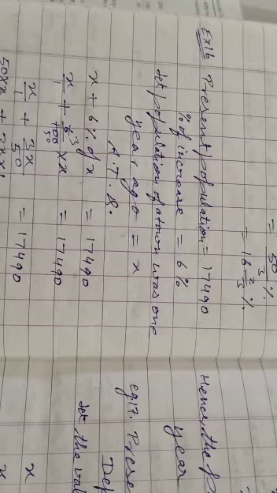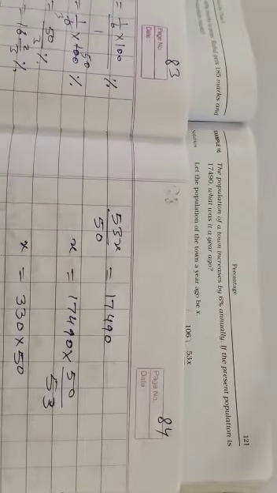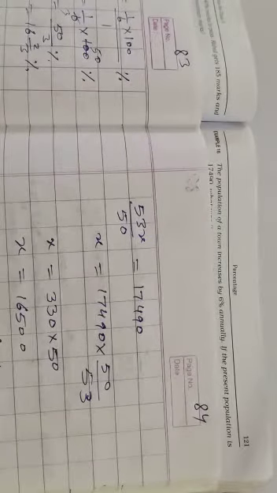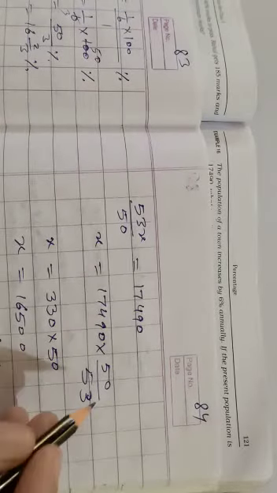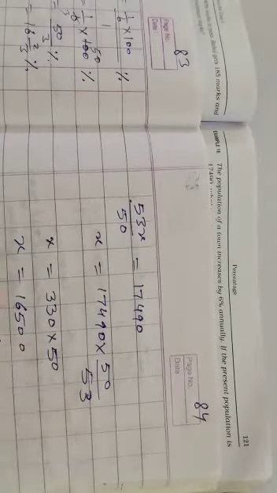X as it is, 50 divided by 1 we get 50. 50 multiply X plus 3X upon 50 equal to 17,490. Right side as it is. 50x plus 3x, 53x upon 50. 53x upon 50 equal to 17,490. X is equal to 17,490 multiply reciprocal of 53 upon 50, that is 50 upon 53.